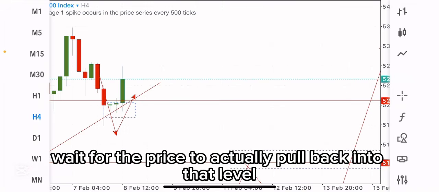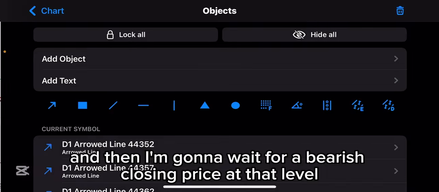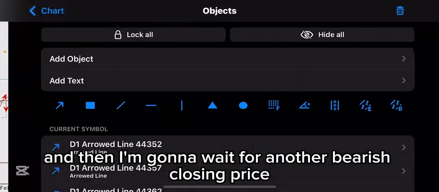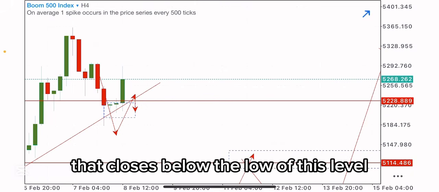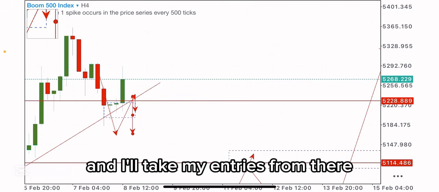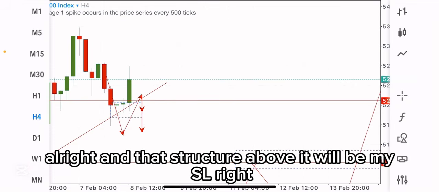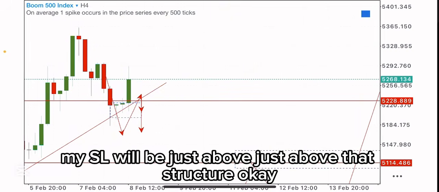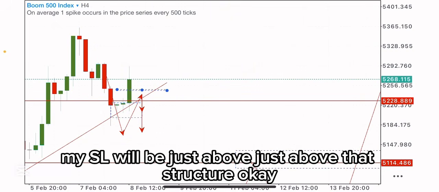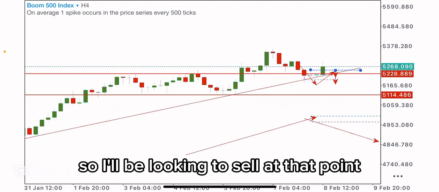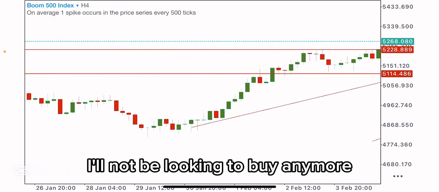So I'm just going to wait for the price to actually pull back into that level, and then I'm going to wait for a bearish closing price at that level, and then another bearish closing price that closes below the low of this level, and then I'll take my entries from there. All right, and that structure above it will be my SL, right? My SL will be just above that structure. Okay, so I'll be looking to sell at that point. I'll not be looking to buy anymore.